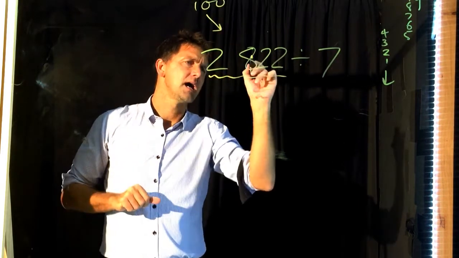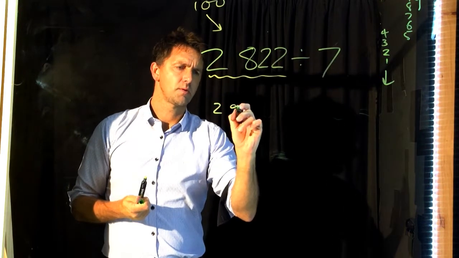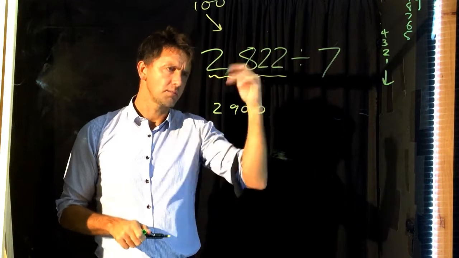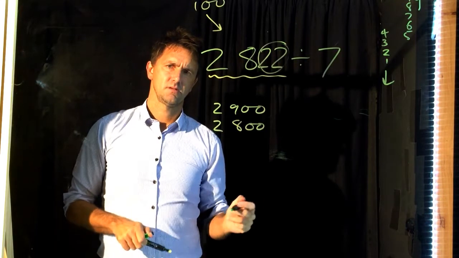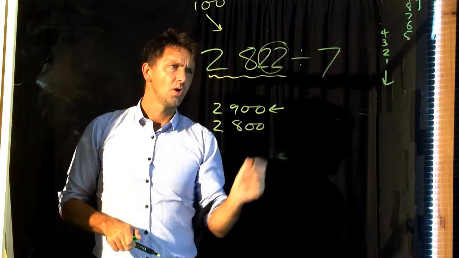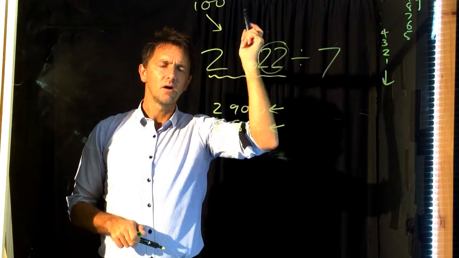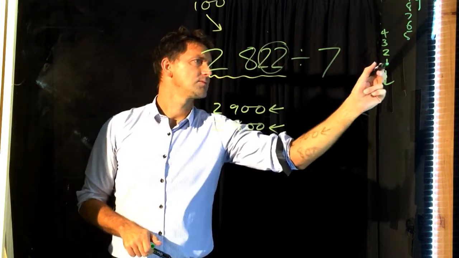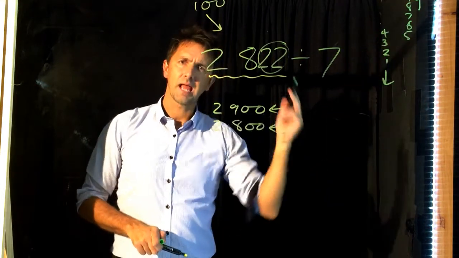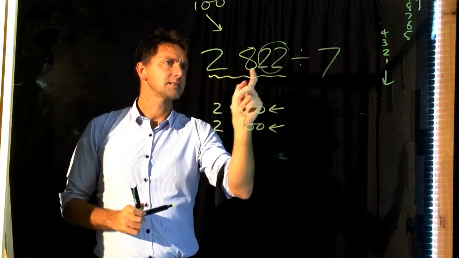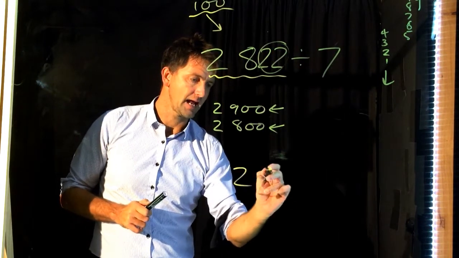Now this is 2,822. It's either going to go all the way to 2,900 when we round it off to the nearest 100, or it's going to be rounded down to 2,800. Now what do you think 22 is closer to? Is 22 closer to 900 or 800? Remember, if it's 1, 2, 3 or 4, we go down. If it's 5, 6, 7, 8 or 9, we go up, which means that 2,822 rounded off to the nearest 100 is going to give us 2,800.